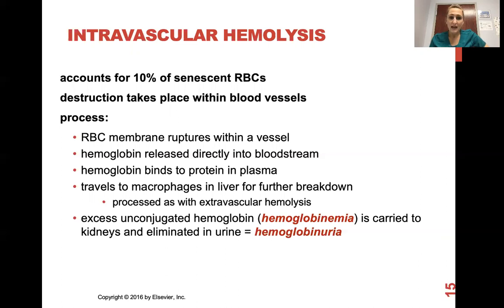But any excess that is left in the bloodstream remains unconjugated hemoglobin. That would be called hemoglobinemia and is carried to the kidneys instead of the liver to be eliminated. It's eliminated through the urine, which would then be called hemoglobinuria. This can change the color of the plasma, and it can change the color of the urine also, from having this unconjugated hemoglobin or this broken down hemoglobin that causes this bilirubin in the urine and in the blood as well.